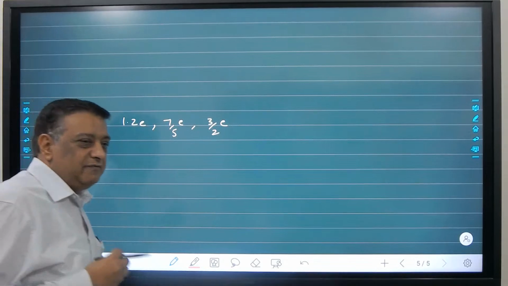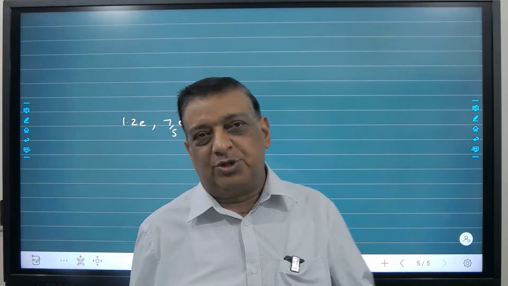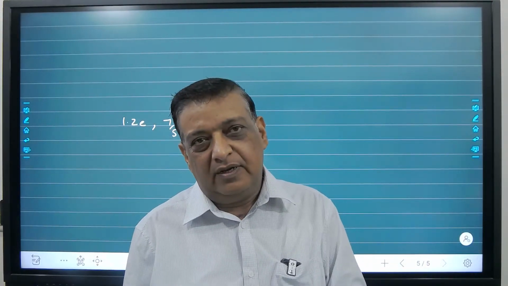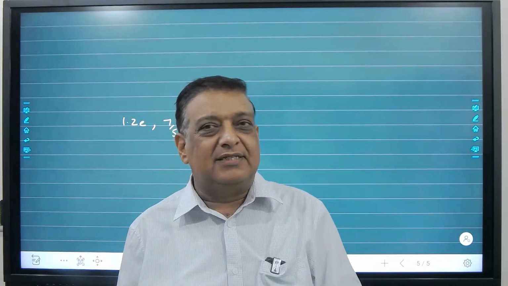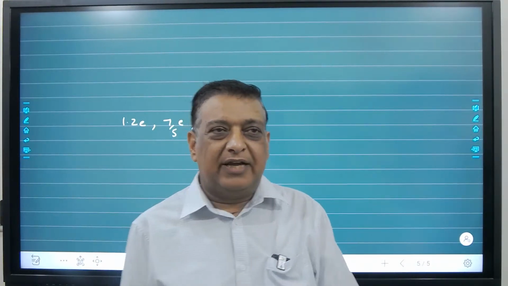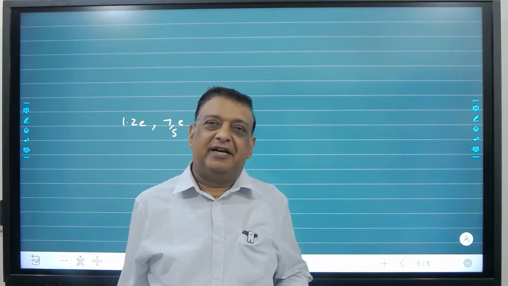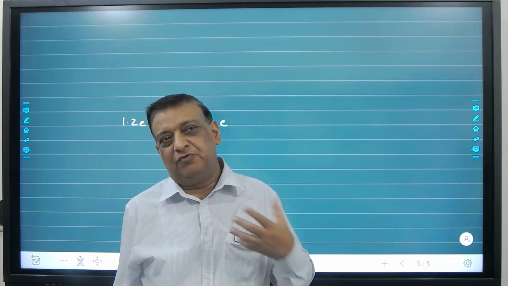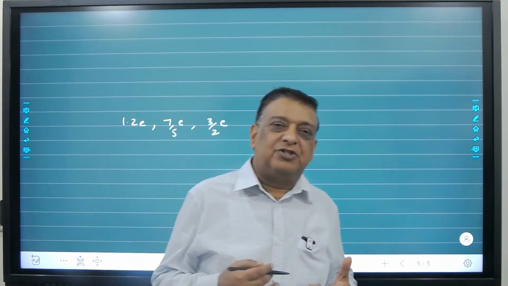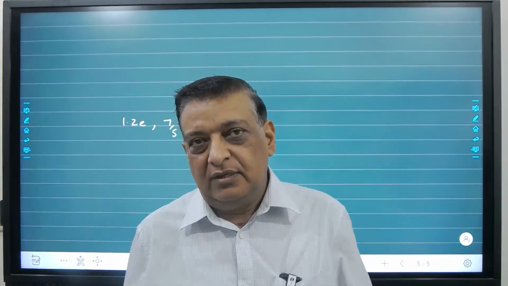The logic is very clear. A body is basically charged when you transfer the electrons from one body to another. And charge on electron is e. So you can transfer one electron, two electrons, three electrons. You cannot transfer 1.5 electrons or 3/4 electron. Because it's due to the transfer of electrons, you cannot have fractional values.